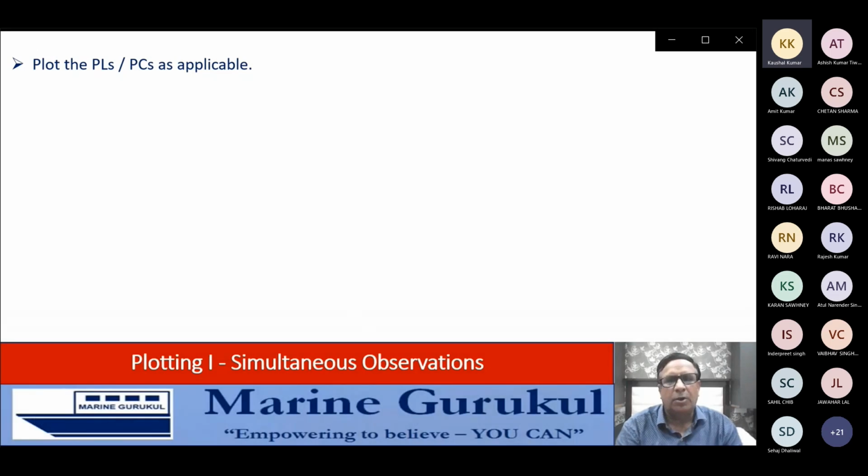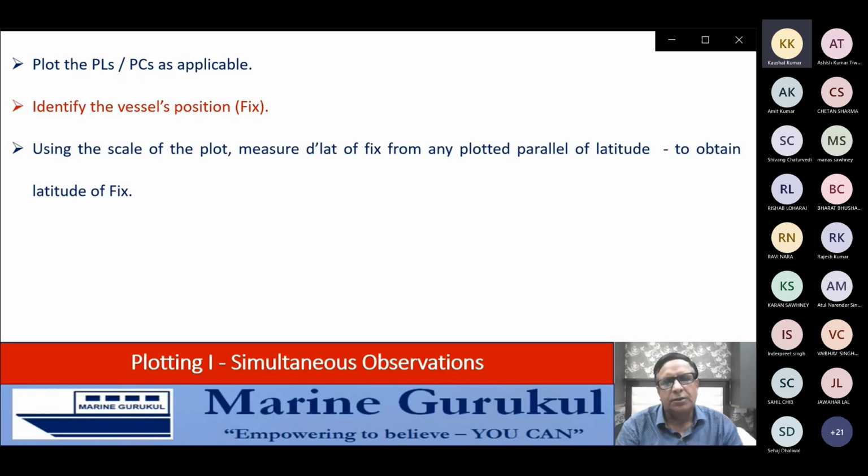PLs and PCs can be plotted as they shall be simultaneous observations. So the intersection shall give us the fix. Now, using the scale of the plot, the d lat of the fixed position can be measured from any of the parallels that is plotted in our plot, and that d lat can be applied to the latitude of the parallel from where it is measured, and that shall give us the latitude of the fix.